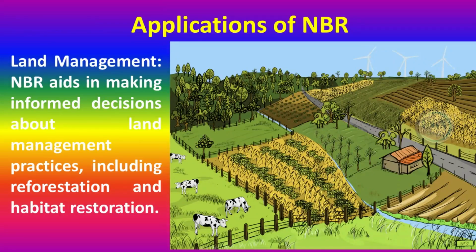Then it also has application in land management. It helps in making informed decisions about land management practices, including reforestation and habitat restoration. So after fire incidents, to rehabilitate or restore the habitat or an area, normalized burn ratio is very helpful in managing this scenario to make an informed decision about land management practices, including restoration of forests and habitat restoration.